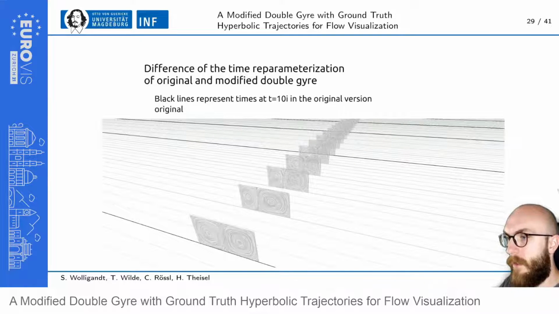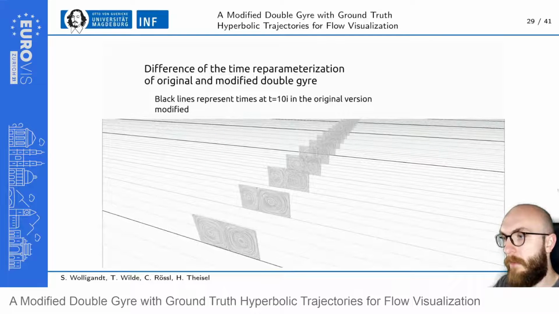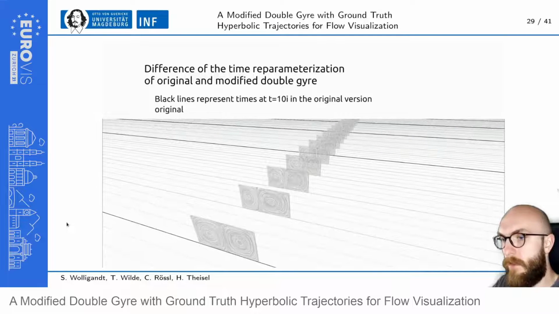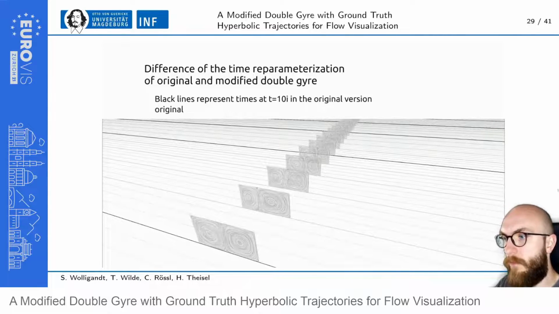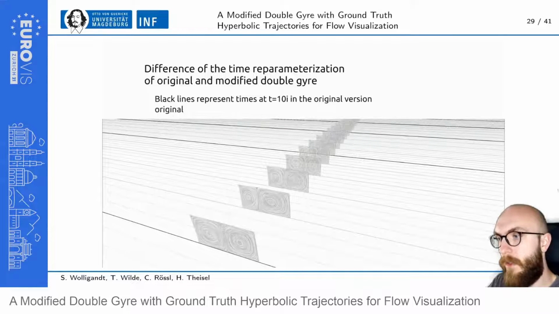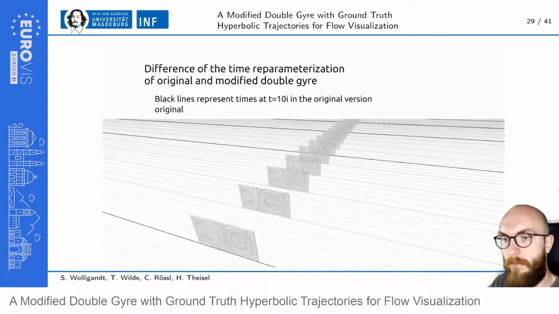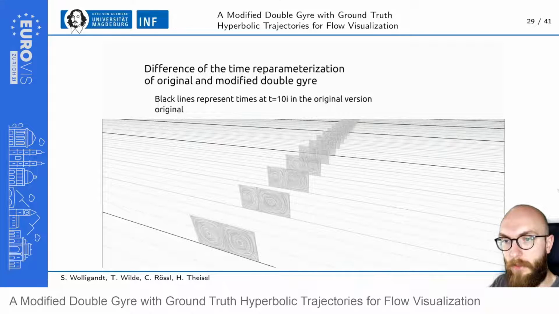Now let's look at how decent the reparameterization actually is. This animation shows again the space-time domain of the double gyre. The black lines, this one and this one, show one period which has a time range of 10. As you can see, the reparameterization of time is very decent, and you can only see it in direct comparison.